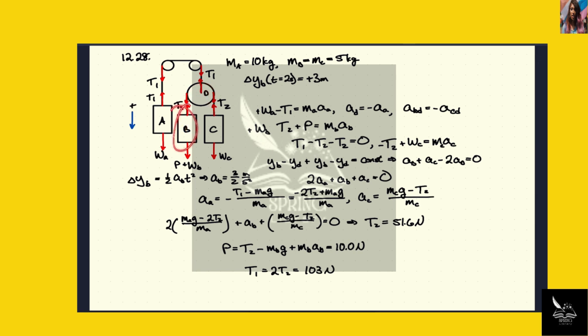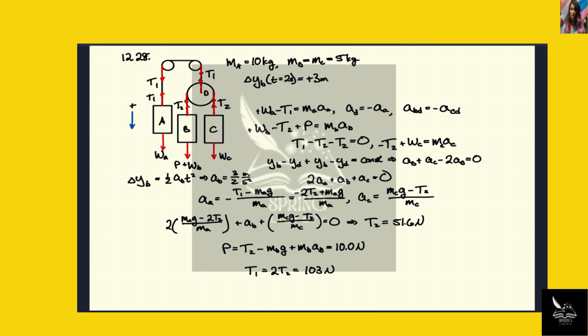Then we look at this one here. We get W_B; looks like I just didn't write a minus sign in there. W_B minus T2 plus P equals M_B times the absolute acceleration of B. Analyzing this pulley, which is assumed to be massless, just tells us that T1 is twice T2. And then for this one, we get minus T2 plus the weight of this block equals the mass times the absolute acceleration of this block.